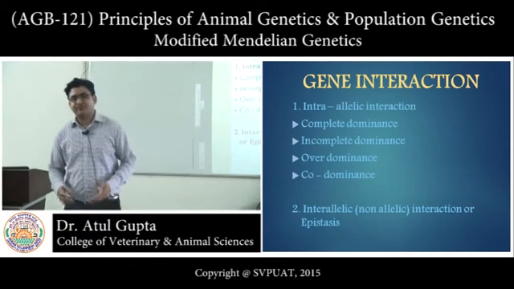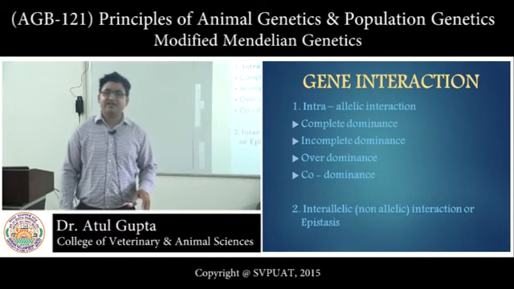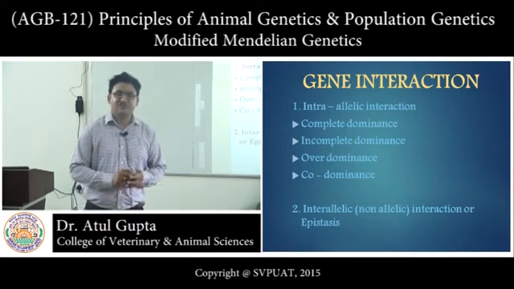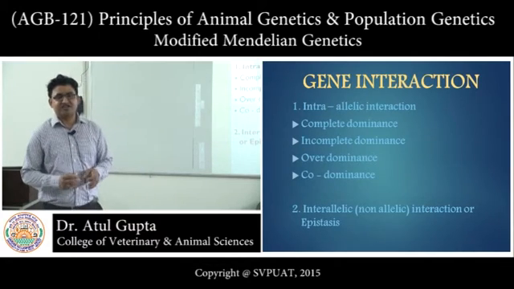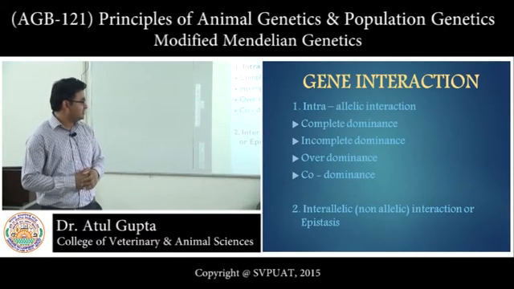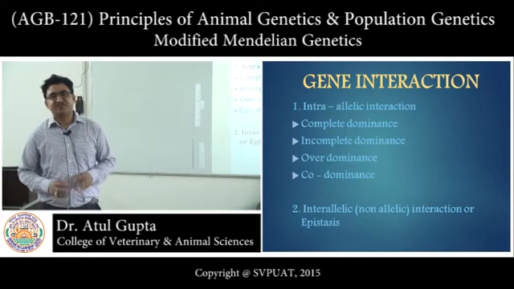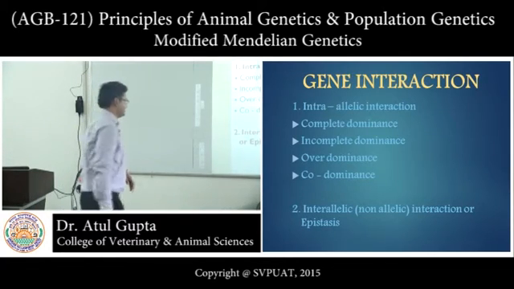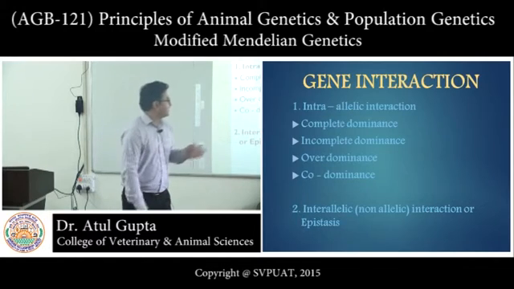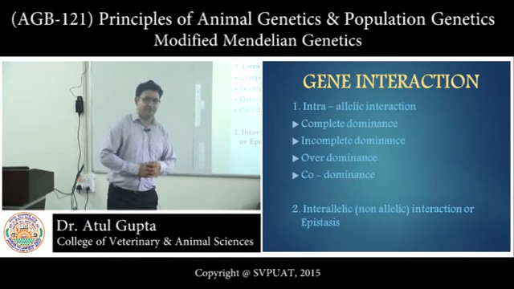There are two types of gene interaction: one is intra-allelic and the other is inter-allelic. Intra-allelic means interaction within alleles of a gene at the same locus, and inter-allelic means interaction between alleles of different genes which are not alleles of each other. The intra-allelic interactions are complete dominance, incomplete dominance, codominance and overdominance.